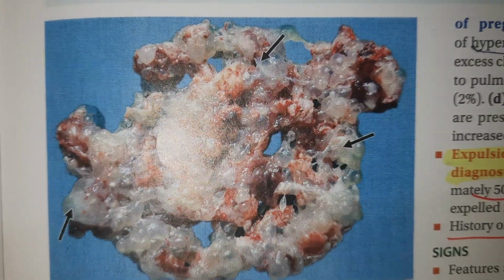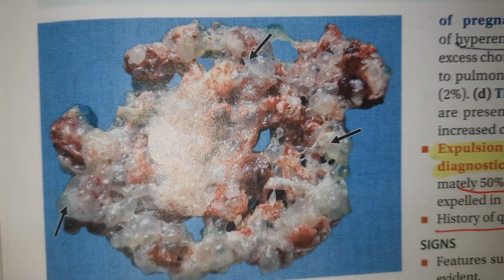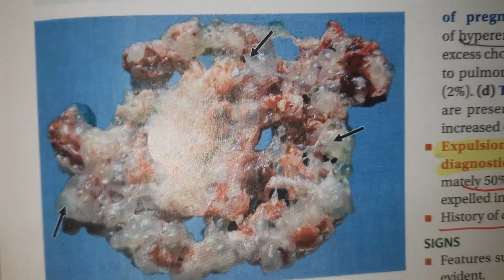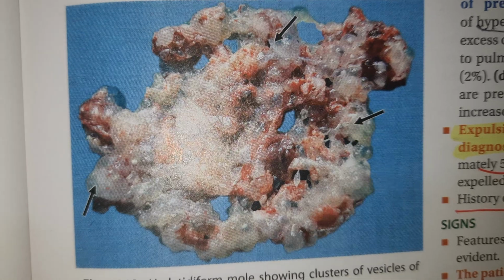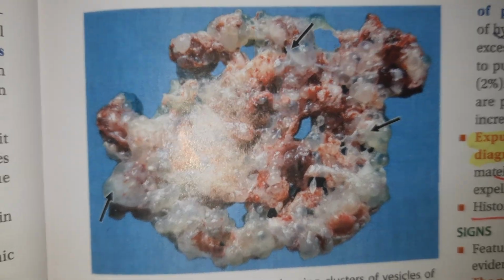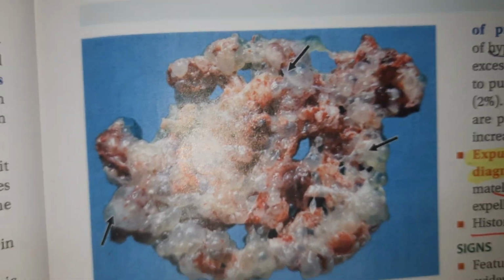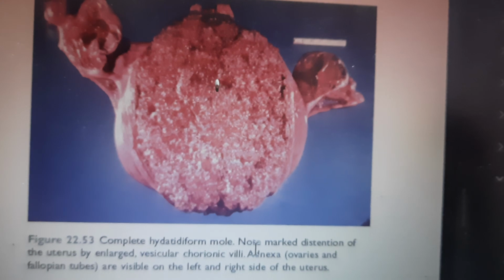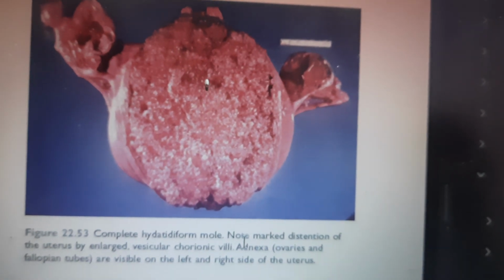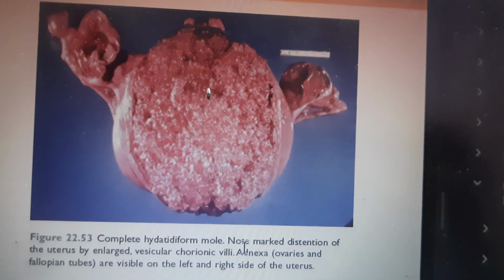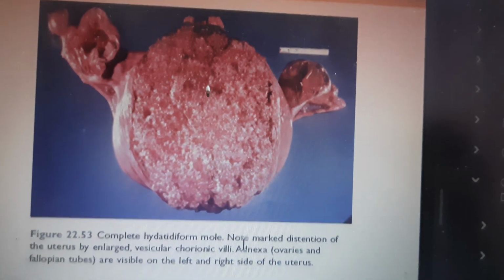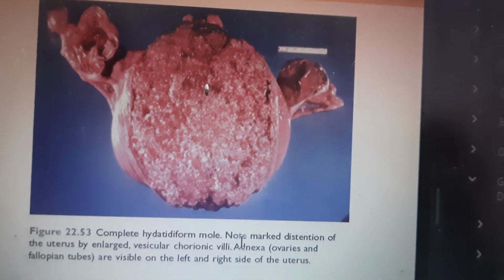In naked eye appearance, the hydatidiform mole looks like this, and the mass filling the uterus is made of multiple chains and clusters of cysts of varying sizes. There is no trace of embryo or the amniotic sac, and if hemorrhage occurs, it occurs in the decidual space. This is a picture of complete hydatidiform mole. We can see the marked distension of the uterus by the enlarged vesicular chorionic villi. The adnexa, ovaries and fallopian tubes are visible on the left and right side of the uterus.